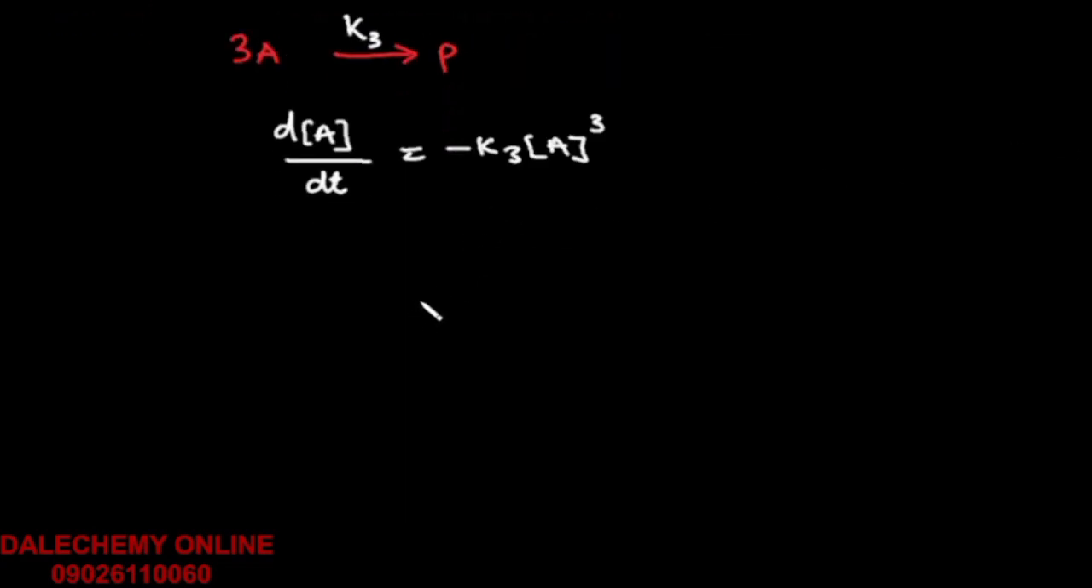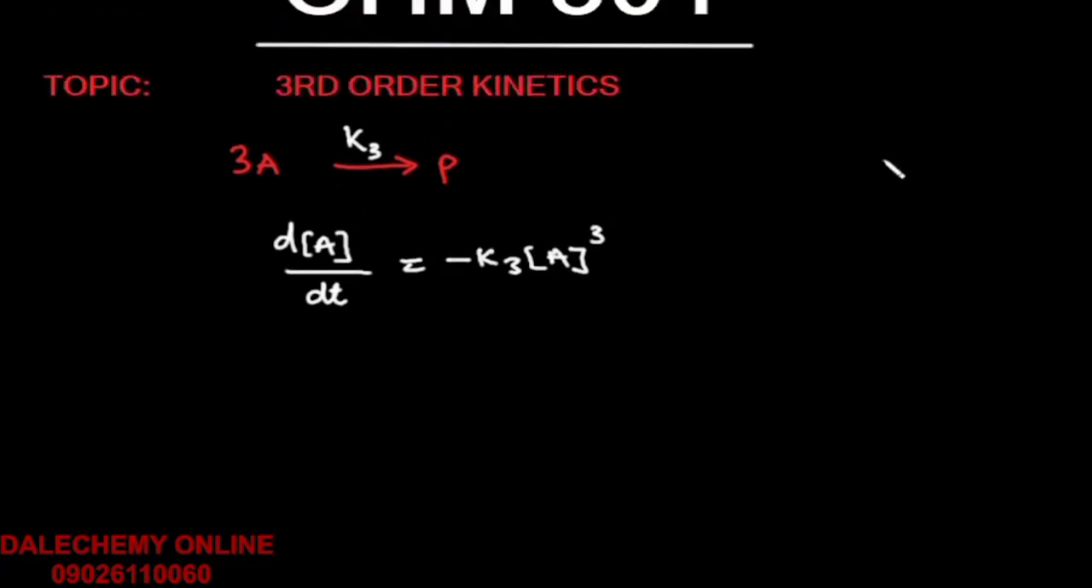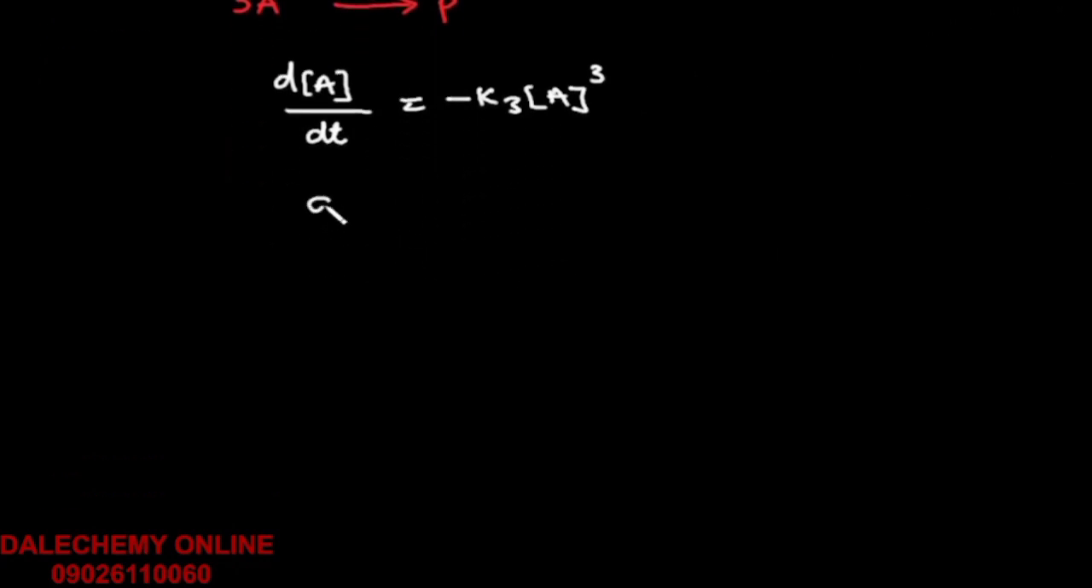And if you want to find the rate constant, if you want to solve this to have the integral rate law, what you will have to do is just to separate the variables. So we are going to have dA over A to the power of 3 equal to minus k3 dt. So just cross multiply and divide. Those ones that are having A, put them together, and the t at one side as well. So you're going to end up having this.